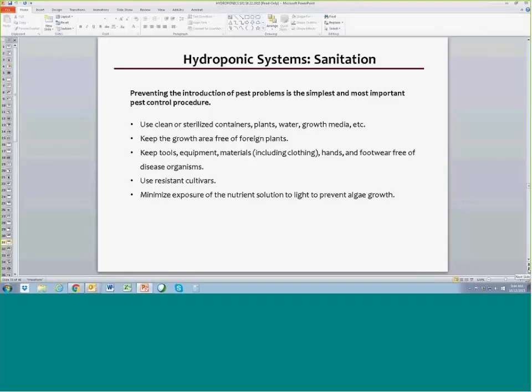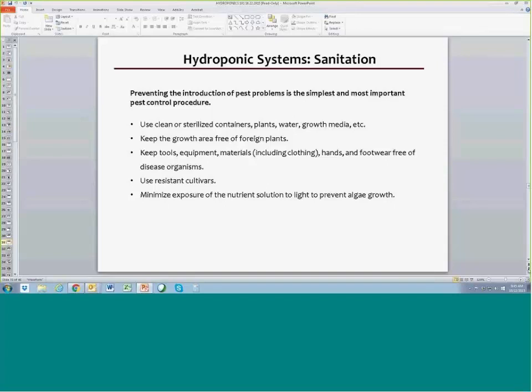Again, on sanitation, it's important to reiterate that the more sanitation you have, the fewer pest problems you may end up with. It's a very simple way to try to reduce the pests that may be interested in this kind of environment. Whiteflies, for example, love to go into a greenhouse because the conditions are much more favorable for them in terms of temperature and reproduction. So use clean, sterilized containers, as I mentioned. Get away from foreign plants that you don't know about, and keep tools clean.